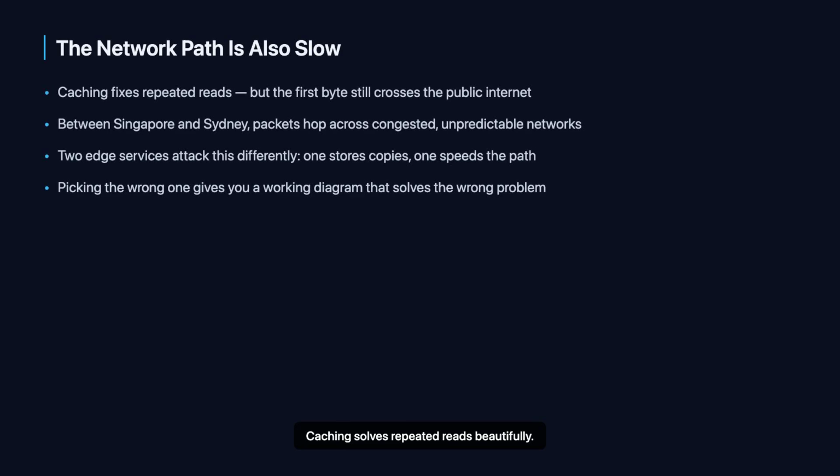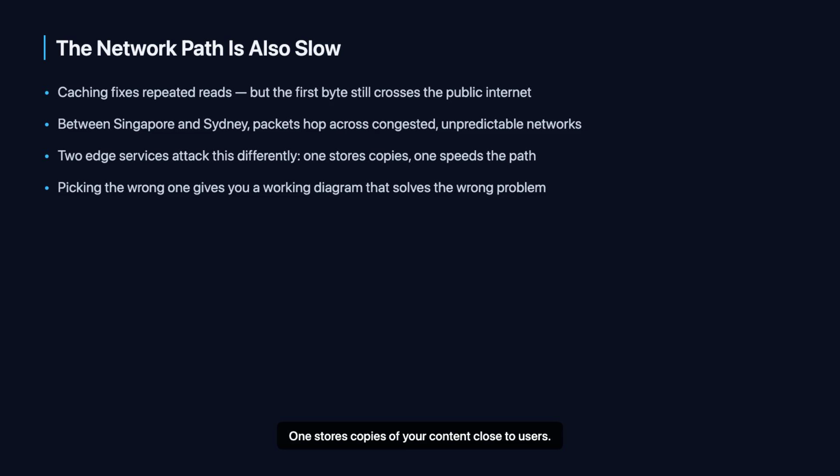Caching solves repeated reads beautifully, but it doesn't touch everything. That first byte still has to cross the network, and for anything that can't be cached, every request crosses it. Between Singapore and Sydney, packets hop across congested, unpredictable public networks, and the path itself adds latency. Amazon Web Services gives you 2 edge services that attack this from opposite directions.